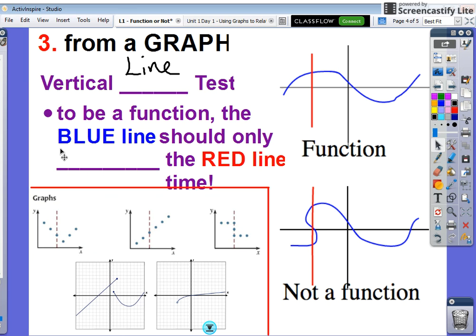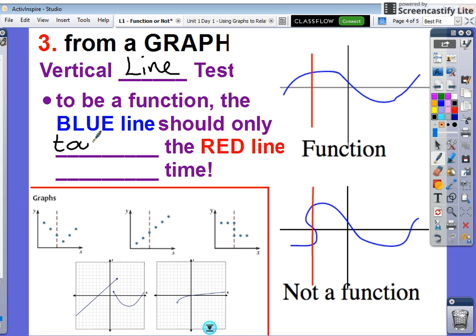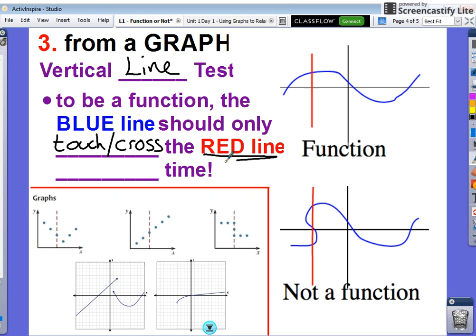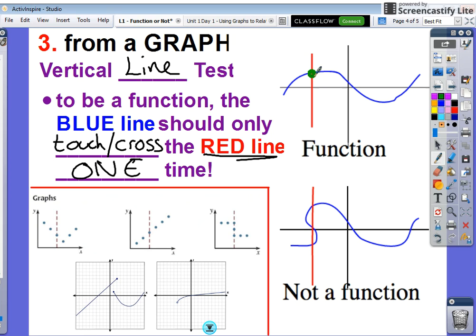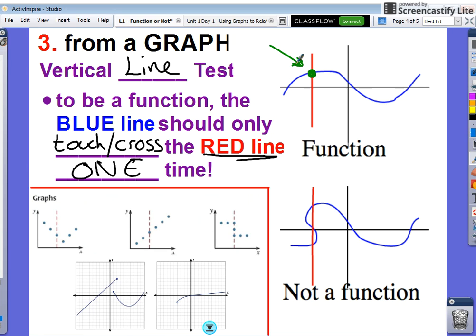So, whoops, this is moving. Should only touch, or another word we could say would be cross, the red line, how many times? One time. Can only touch or cross one time. So if we look at our graph over here, it's only touching one time right there at that green dot. It can only touch one time. So let's look at a few examples.